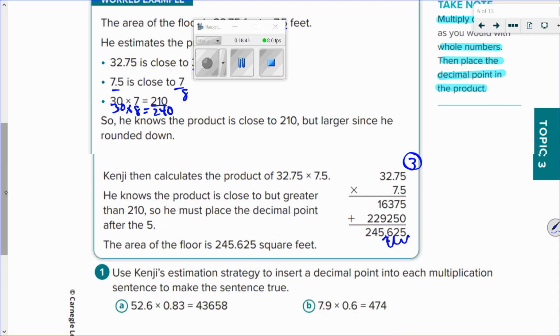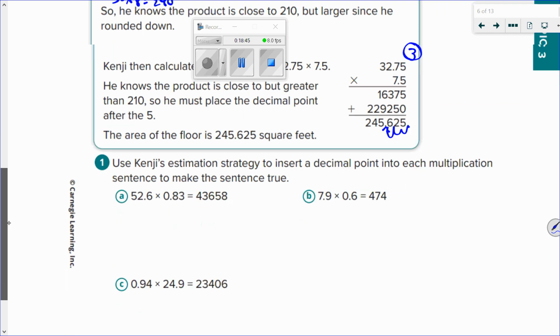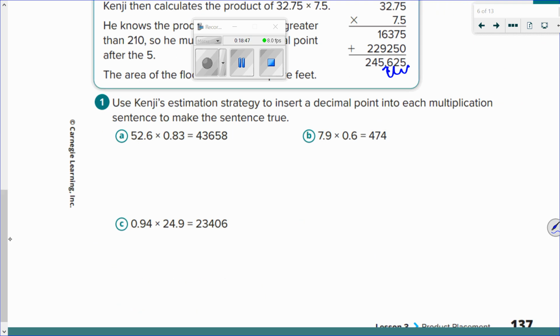Okay. Everybody get it right? Okay, next one. This should be an easy one. Use Kenji's estimation strategy. Insert a decimal point into each sentence to make it true. So here's our whole key. Insert the decimal point. They've already done the math for you. So use estimation, figure out where the decimal should go, and put it in. That should take you all of about a minute.